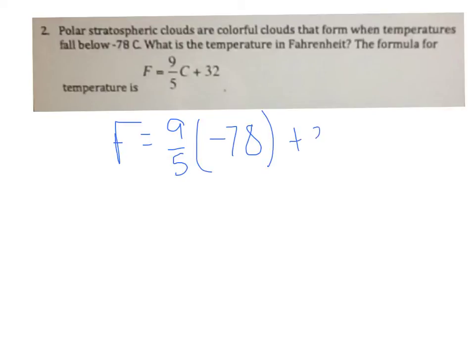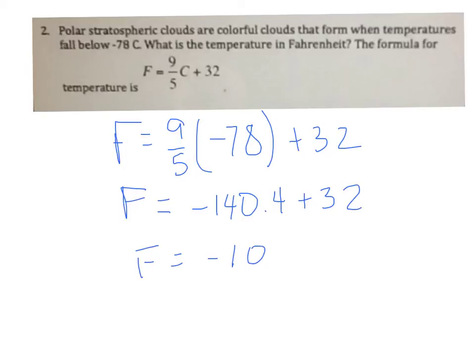and add 32. Now at this point, you can put it in a calculator. So 9/5 is really taking 9 divided by 5 times your -78. So you have F equals -140.4 plus your 32. So if you add 32, you get F equals -108.4. So your answer is F equals -108.4, and that's the temperature in Fahrenheit. Alright, so we just have to plug in what we know for what they give us. Let's try one more of those.